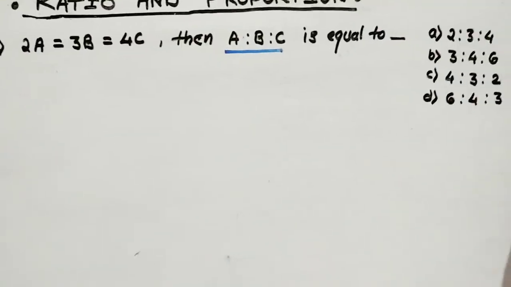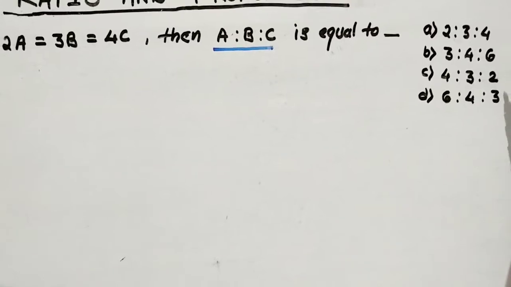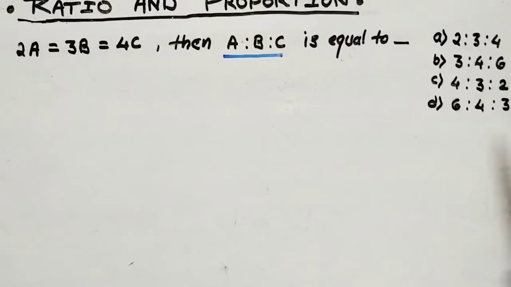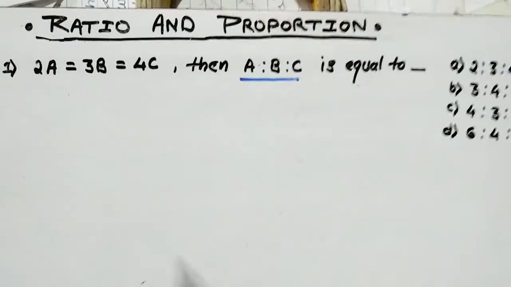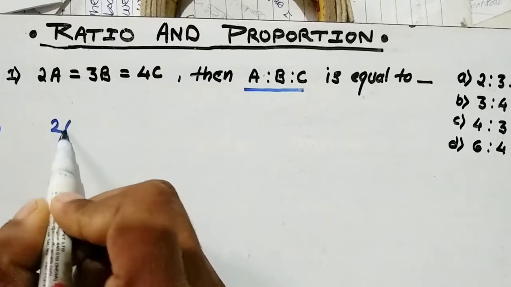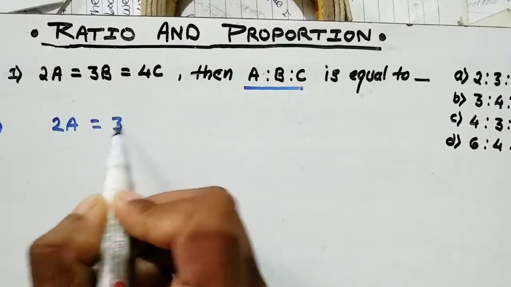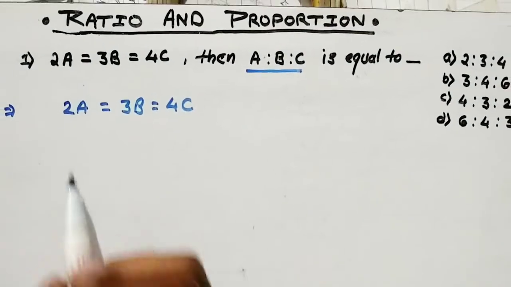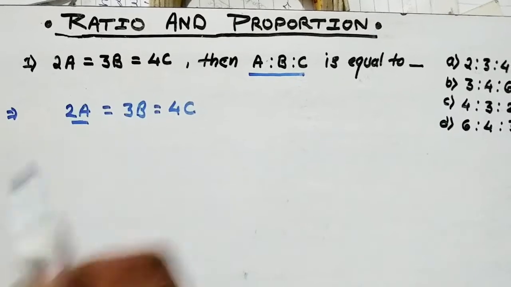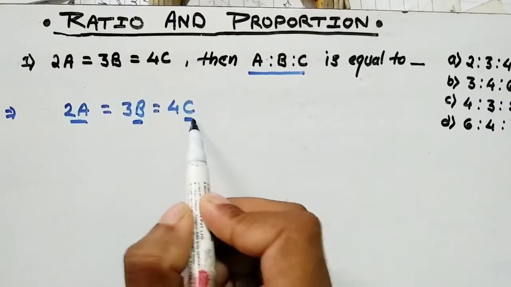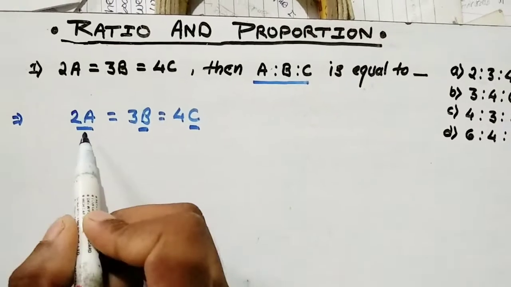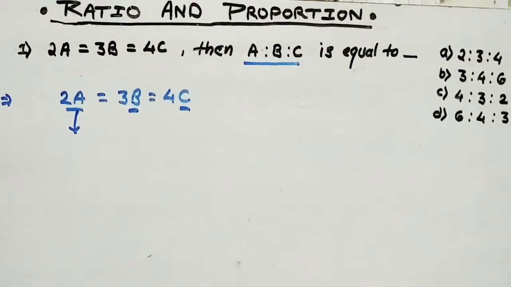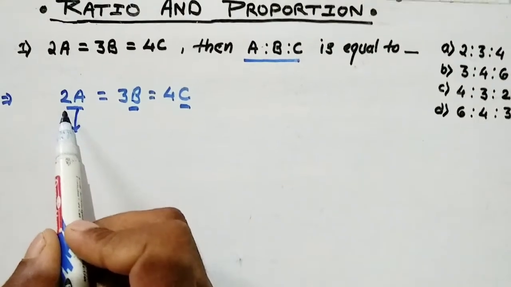There are 4 options available here, and we have to find out A is to B is to C. So how will we solve? Firstly, I write the question as it is, right? So student, here that is the A term, here the B term, and here the C term. So here A term, right? So here 2 into A.